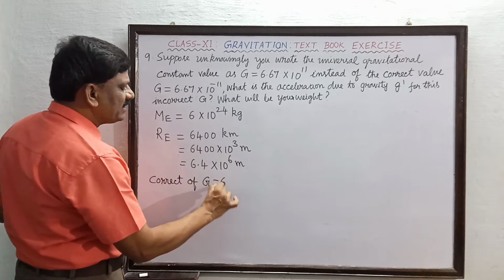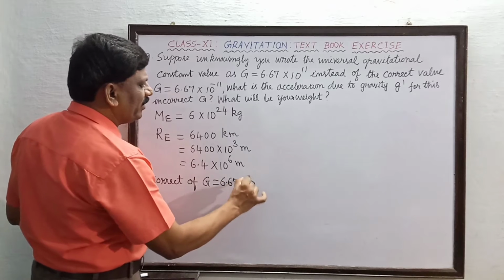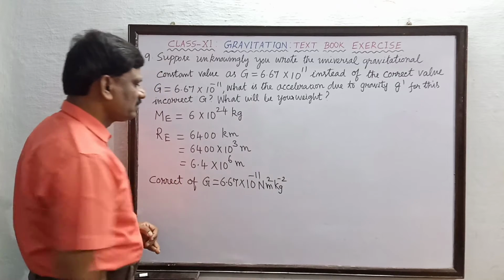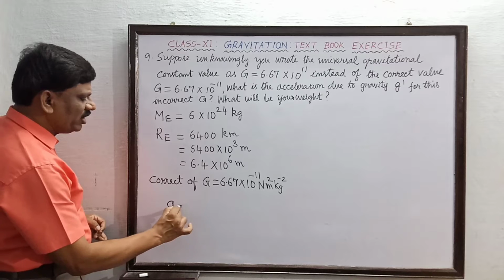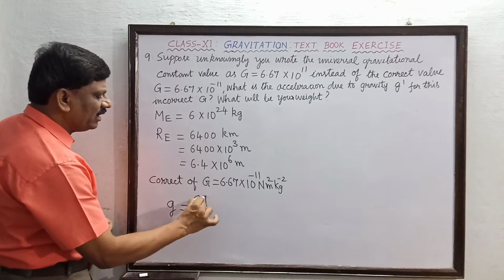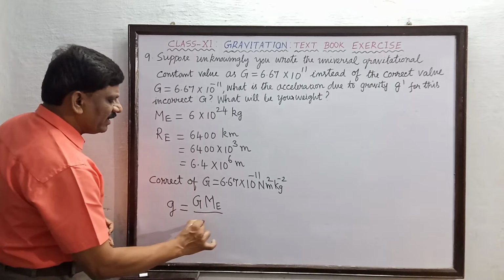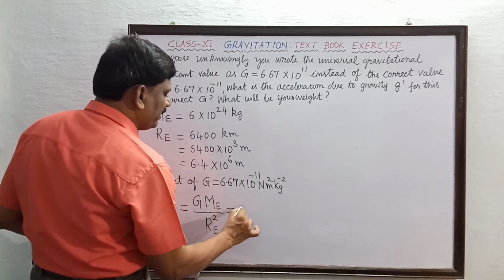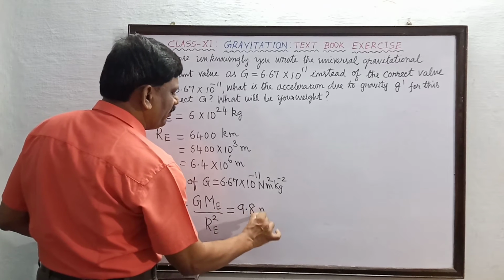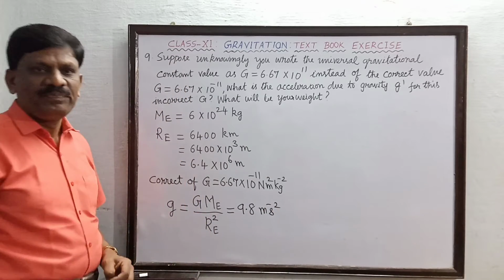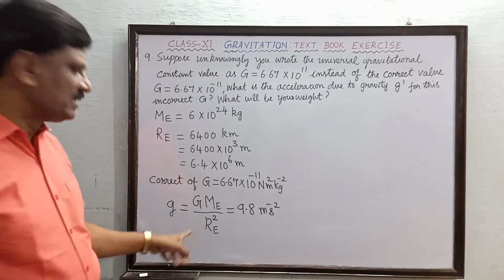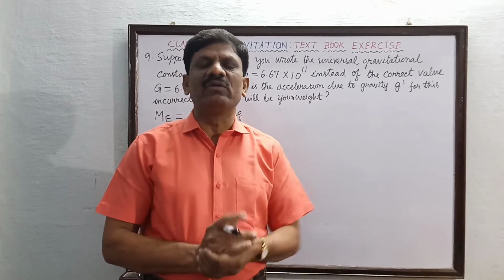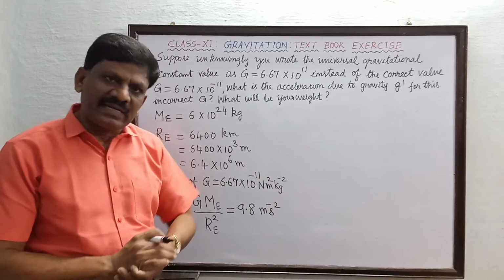Now first, the correct value of capital G is 6.67 into 10 to the power of minus 11 Newton meter square per kilogram square. So for that the acceleration due to gravity is equal to capital G into mass of the earth divided by r square, radius of the earth the square. So this we have determined as 9.8 meter per second square. When you substitute the correct value of capital G, the acceleration due to gravity on the surface of the earth on an average is calculated to be 9.8 meter per second square.